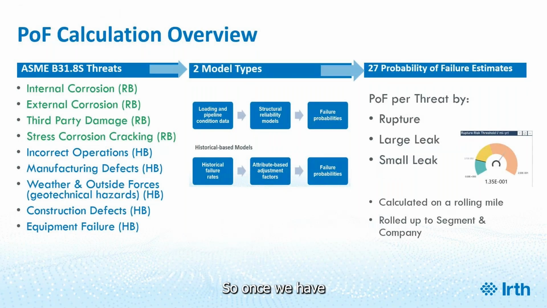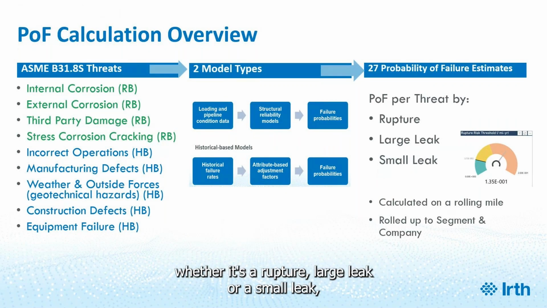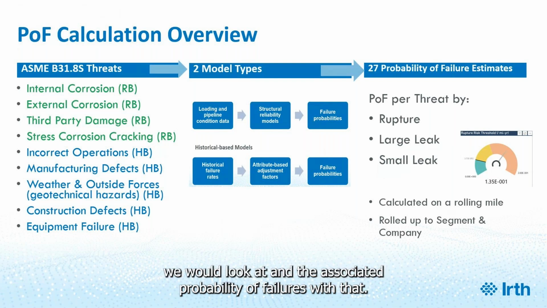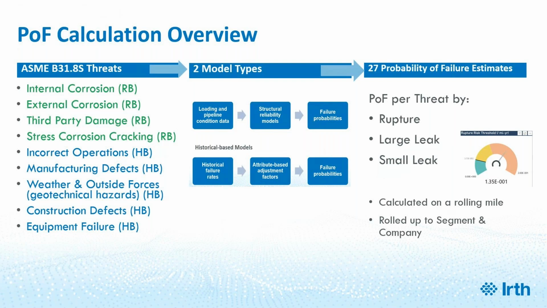Once we have the 27 probability of failure estimates, we've delineated by the type of release, whether it's a rupture, large leak, or a small leak, giving a little bit more insight into what type of release we would look at and the associated probability of failures with that.